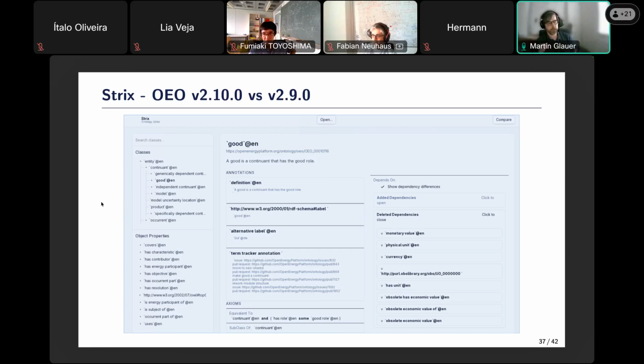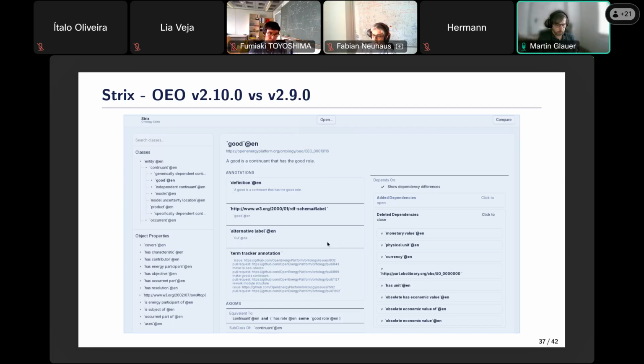You can see that, in fact, a bunch of dependencies have been deleted compared to the previous version. There was a dependency between good and monetary value, or physical unit, or currency. Those are all gone. No new dependencies have been added. So this is a tool that you could use in order to check your dependencies across versions. But maybe you don't want to run a tool every time someone proposes a change to your ontology.